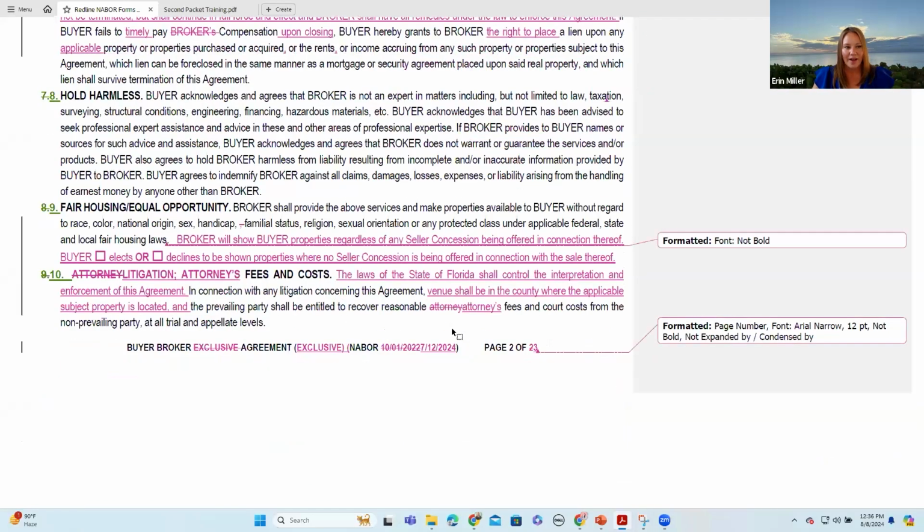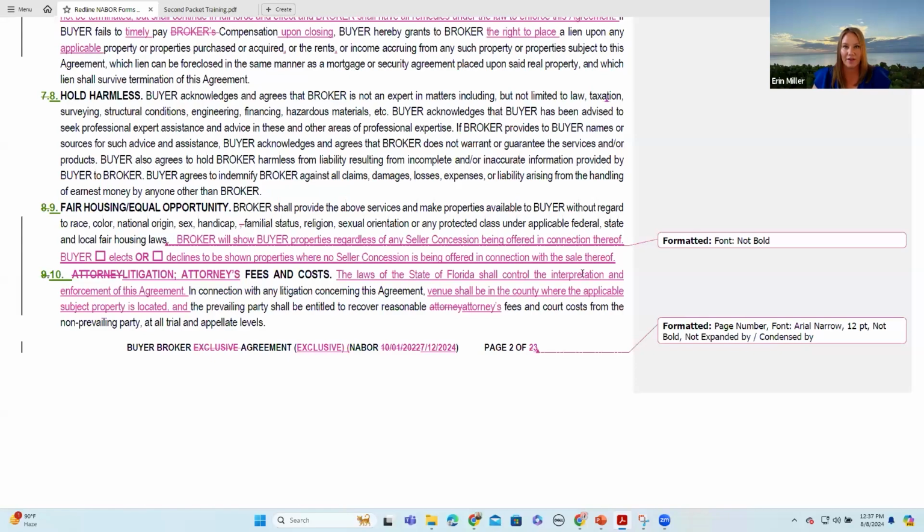Paragraph 9, we've got our fair housing section. That section was not revised, but we do have the opportunity for a buyer to self-select away from properties where a seller's concession is not being offered. So go with me to paragraph 9, halfway down. Broker will show buyer properties regardless of any seller concession being offered in connection thereof. Buyer elects or declines to be shown property where no seller concession is being offered in connection with the sale thereof.